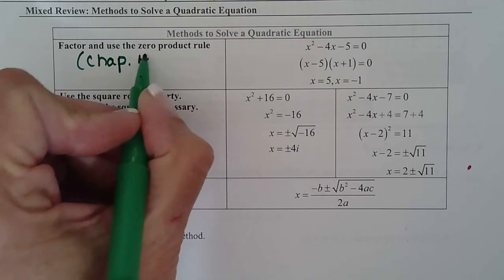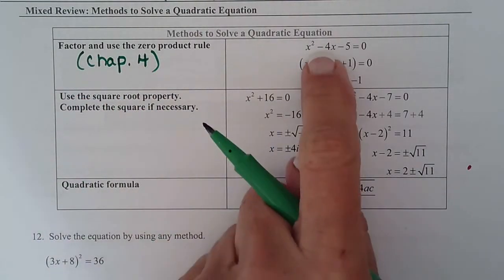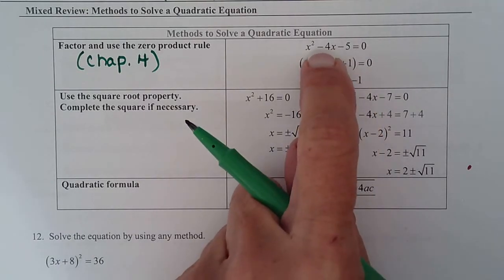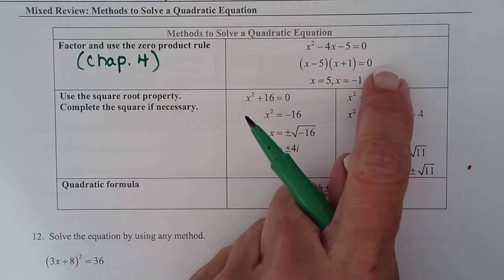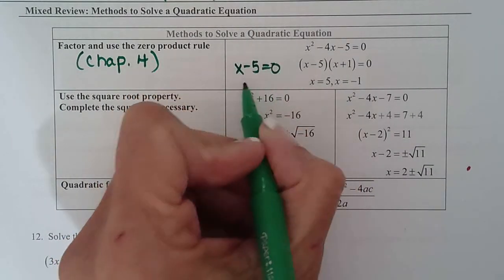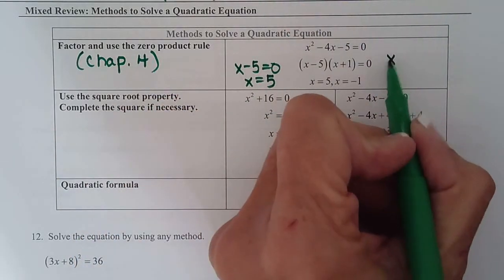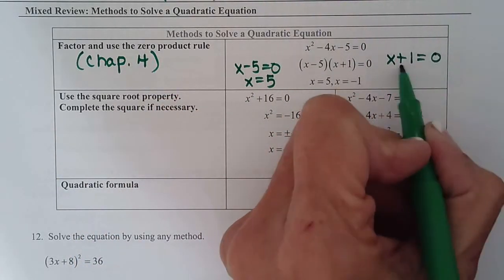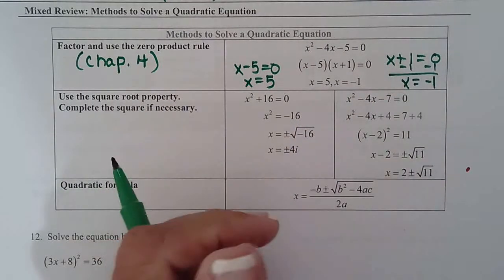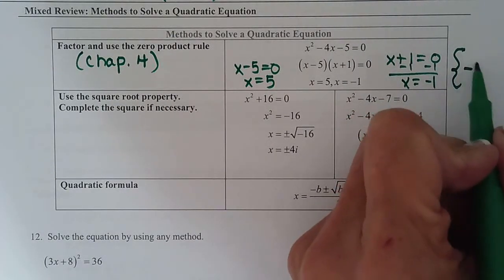So before we came to chapter 7, we only knew one way to solve quadratics, and that was factoring. Factors of 5 that subtract to 4 are 5 and 1. Largest one's negative, so (x - 5)(x + 1). Then we set each one equal to 0. So x equals 5. Set this one equal to 0. x equals -1. And then because it has two solutions, we write them in a solution set, {-1, 5}.